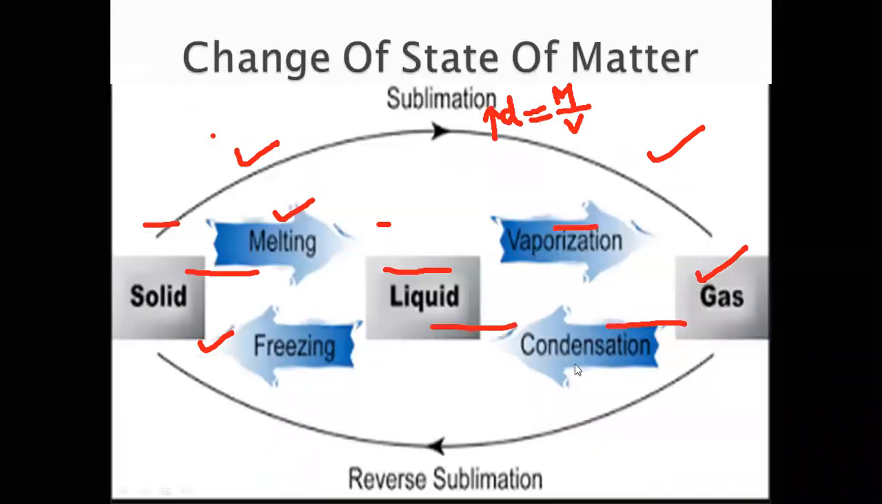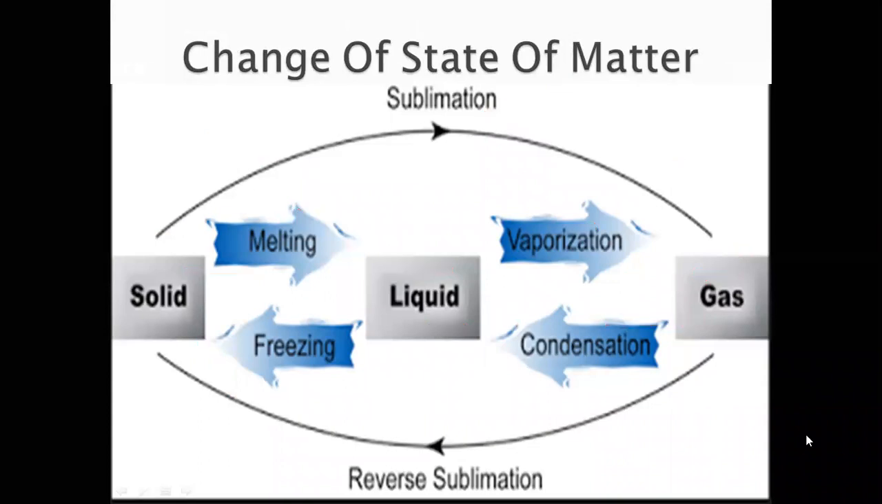Let's see the next topic. It is change of state of matter. You have to keep in mind you can change the state of matter in one of two ways, either by changing temperature or by changing pressure. Let me repeat it. You can change the state of matter. When I say state of matter, I'm talking of solid to liquid, liquid to gas, gas to solid, gas to liquid. So they can be done by either change in temperature or change in pressure.